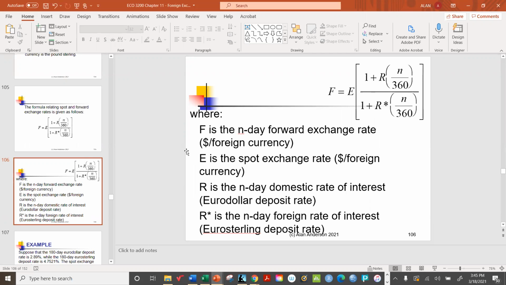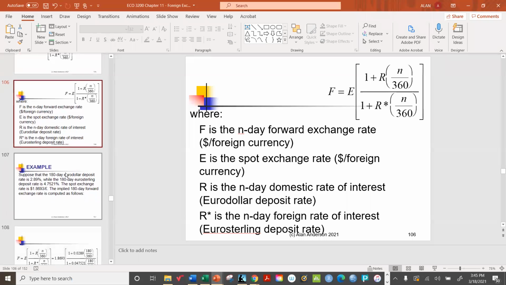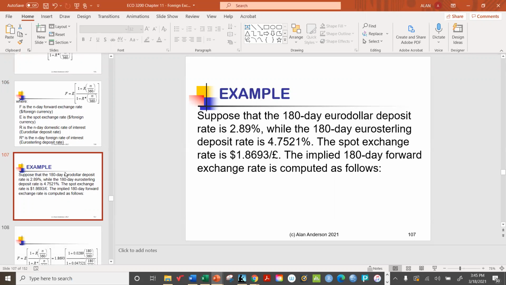So first we're going to look at an example of how to calculate this. Suppose that we look in the Wall Street Journal and we see that the 180-day eurodollar deposit rate is 2.89%, whereas for the US or the dollar, or actually, I think I said that backwards. The eurodollar rate is 2.89 and the euro-sterling rate is 4.7521%. The spot exchange rate is $1.8693 per pound. So according to the interest rate parity condition, what would we expect the 180-day forward exchange rate to be?